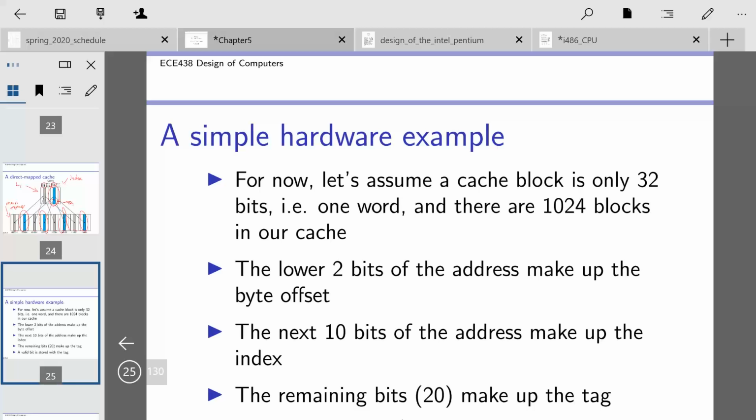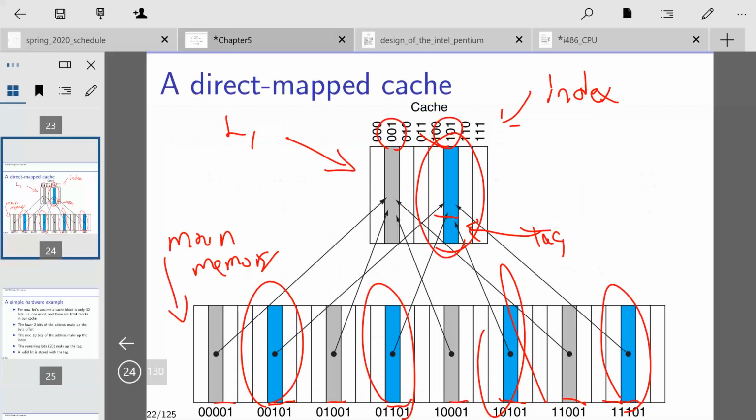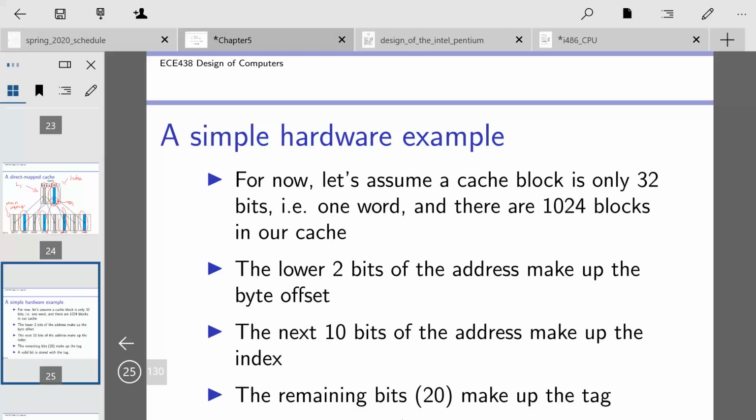Now because we have 1024 cache blocks, which is 2 to the 10, we need 10 bits for the index. If we go back to this simple example, we're using 3 bits to index, so there must be 8 blocks. Let's count: 1, 2, 3, 4, 5, 6, 7, 8. Yep. So 8 blocks means we need 3 bits of index. If we have 1024 blocks, we need 10 bits of index.